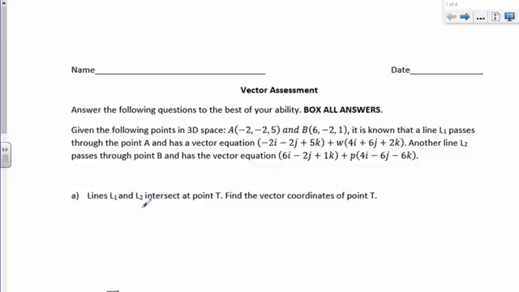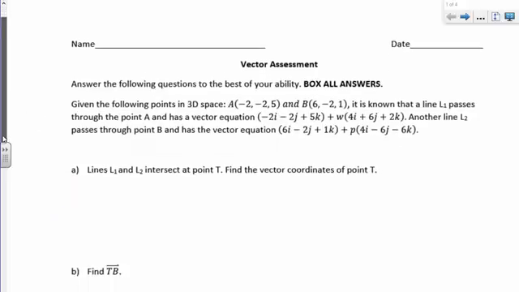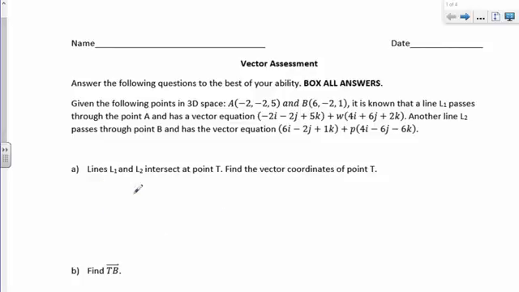Okay, we're going to look at the vector assessment here that I've handed back to you. If you're trying to get points back for this, I suggest you watch this video and follow it carefully.